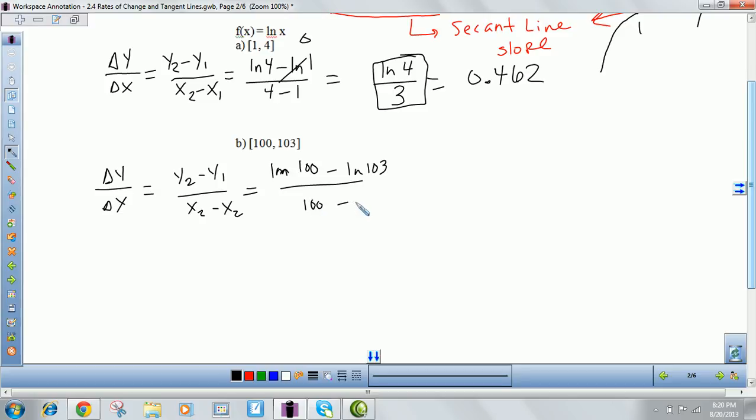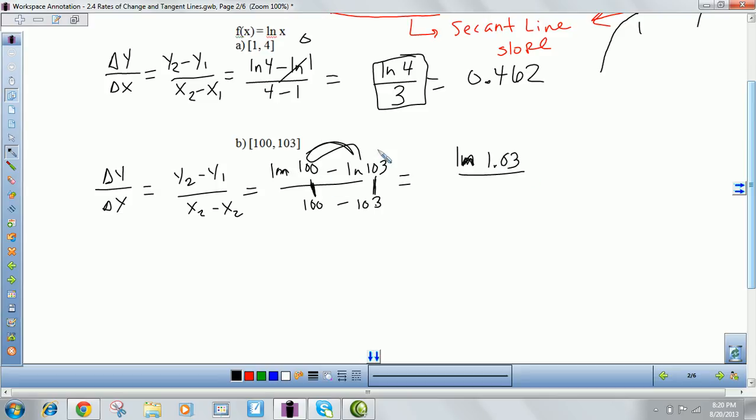minus 103. Doesn't matter, I know I switched them around, but as long as I'm consistent here and here, whoops, that's a 3. Erase it. There we go. So that's a 3. As long as I'm consistent here and here, it doesn't matter because I get negatives here, which will be positive anyway. So you'll get natural log of 103 over 100, so that's natural log of 1.03.